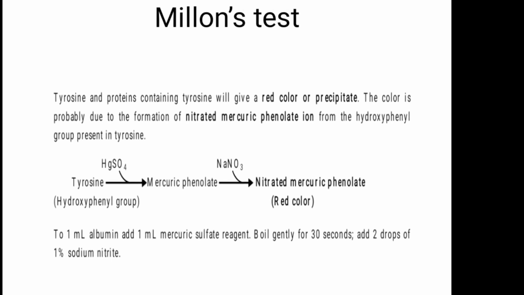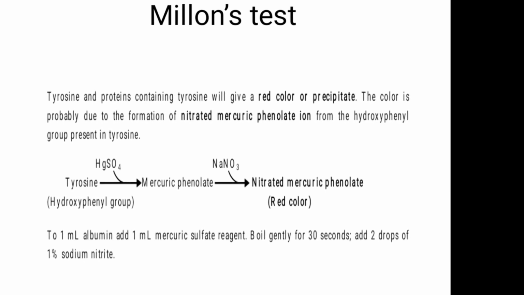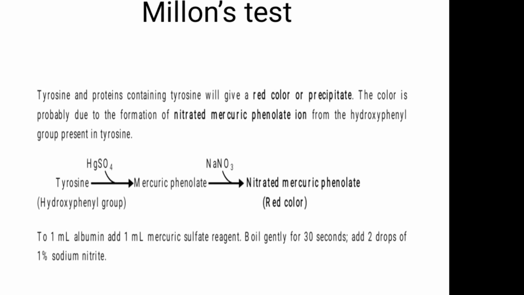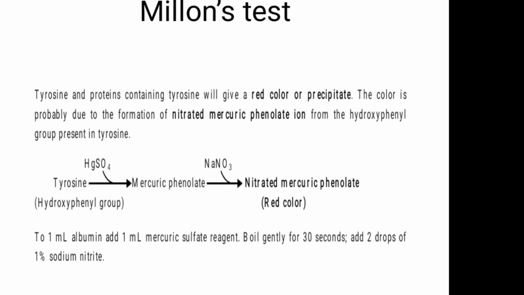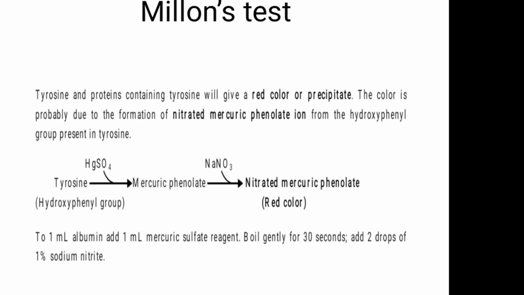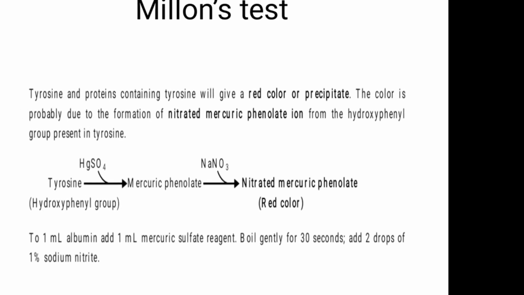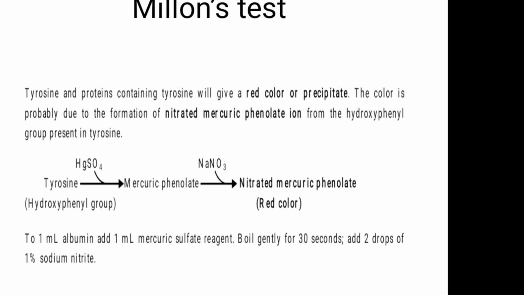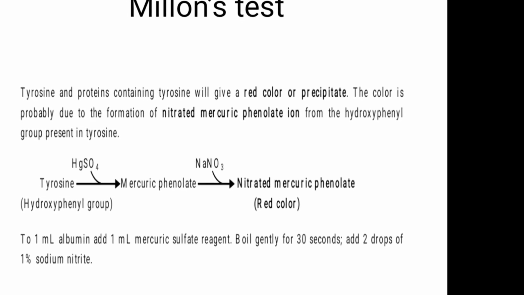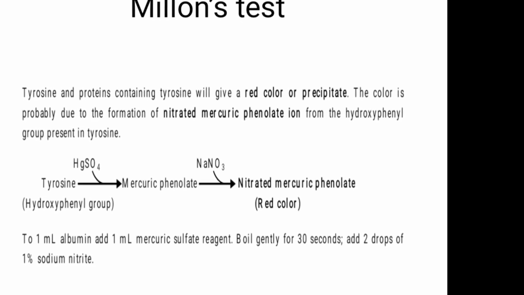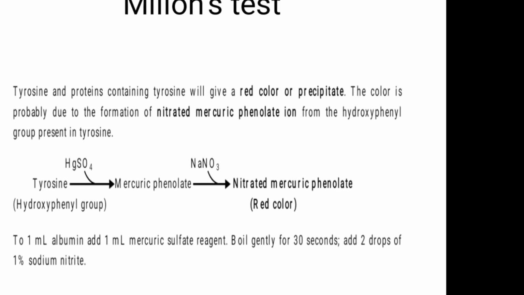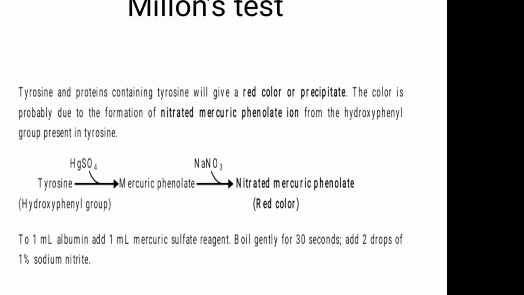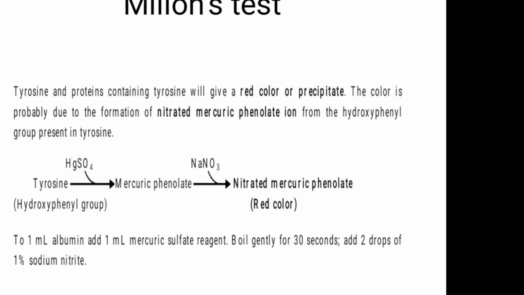Tyrosine and proteins containing tyrosine will give a red color or even a red precipitate, due to the formation of nitrated mercuric phenolate ion from the hydroxyphenyl group present in the tyrosine. So this hydroxyphenyl group is responsible for the formation of red color. Reaction details are not required.